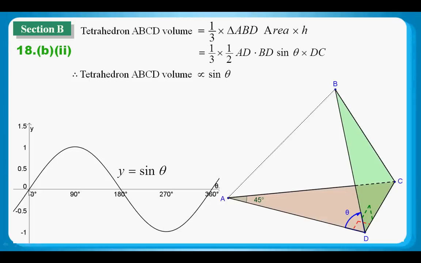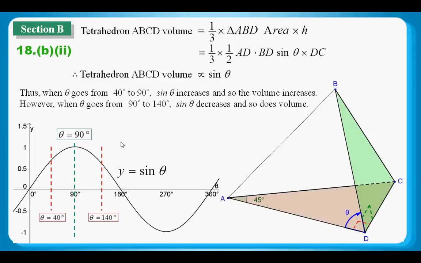We can also see that from 0 degrees to 90 degrees the value of sine theta is going up. And then it is going down from 90 degrees to 270 degrees, and finally going back to 0 from 270 degrees to 360 degrees. However, in our case, we are just interested between 40 degrees and 140 degrees. So we see that the volume of ABCD is affected by sine theta, and sine theta will go up and down between 40 degrees and 140 degrees, and we need to divide it into two parts at 90 degrees of theta.